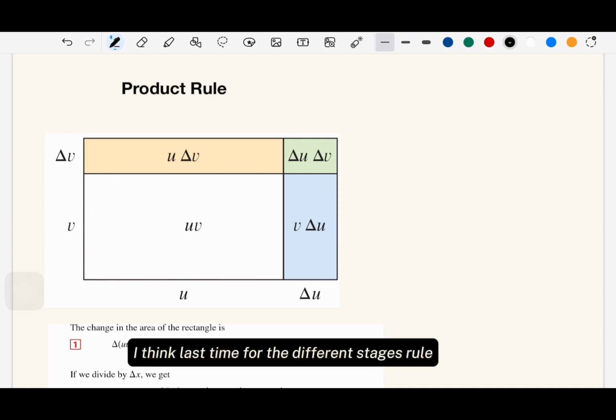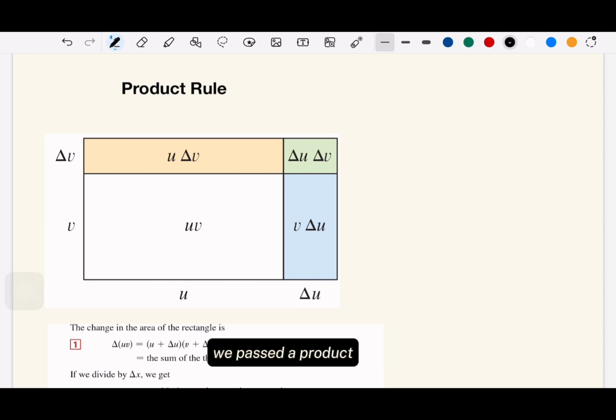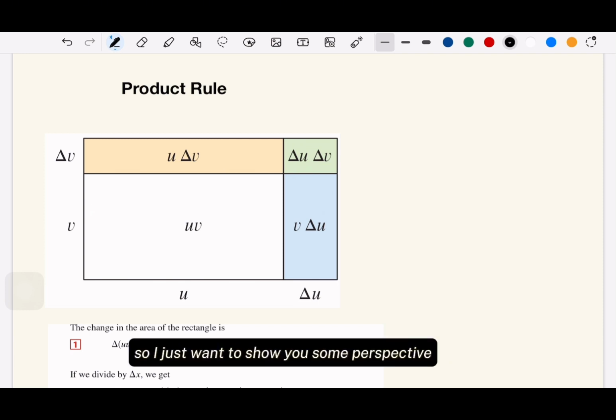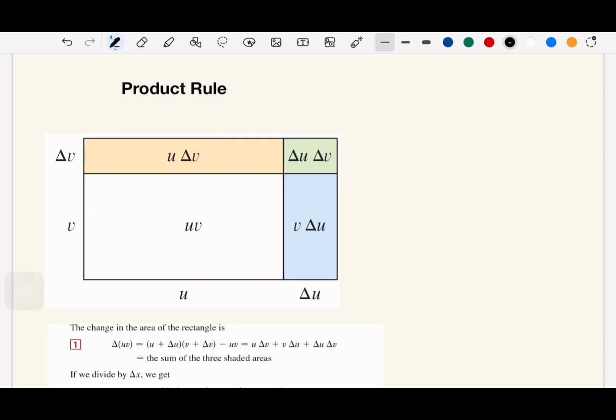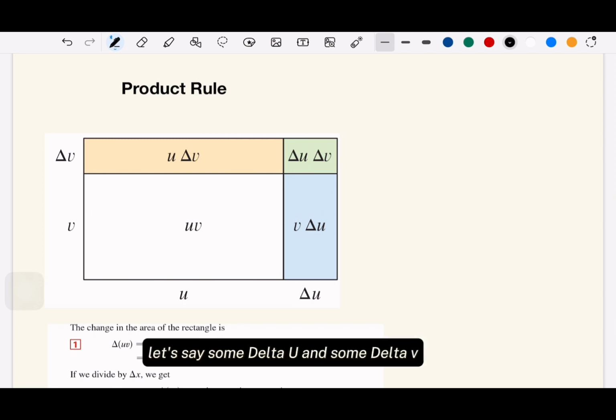I think last time for the differentiation rule, we discussed the product rule. So I just want to show you some perspective on how to see this product rule. Imagine you have some sort of rectangle which has u and v as sides. And imagine that you are going to increase the size, let's say, by some delta u and some delta v.